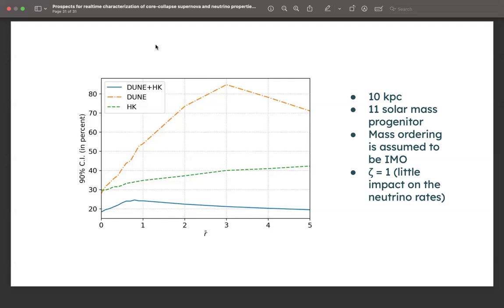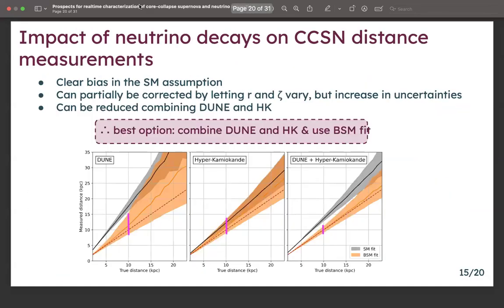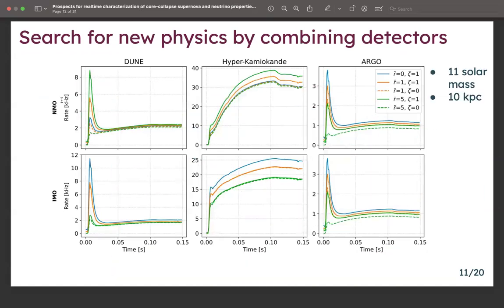I guess I can go now. Sorry, I missed the first 10 minutes, so this question might already be answered. Can you go back to the plot where you had the luminosities for the different detectors? Yeah, or the rates. Yes, this one. I'm a bit confused. Why does the rate go up when you have the neutrino decays? In this, for example, for Hyper-K.